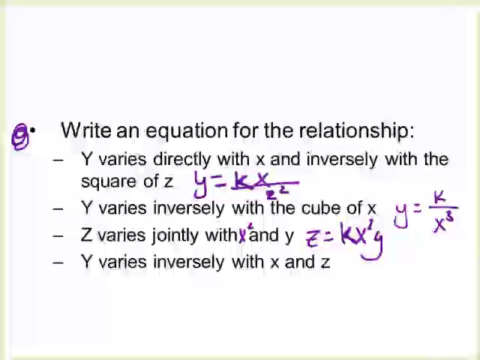The last one, y varies. Inversely, so that's a division with both x and z, so those are both divided, they're both on the bottom. Questions on any of those?